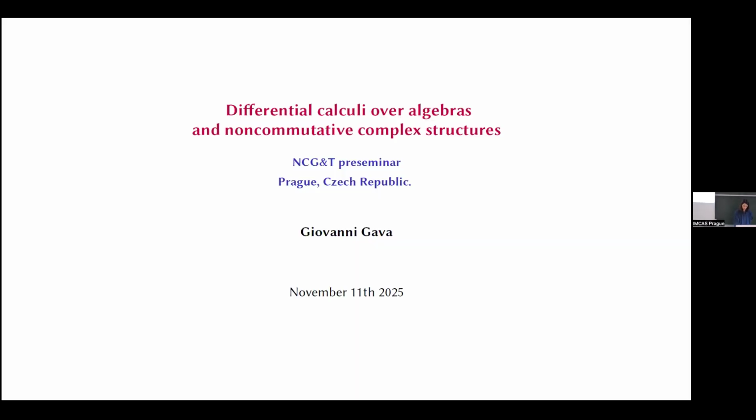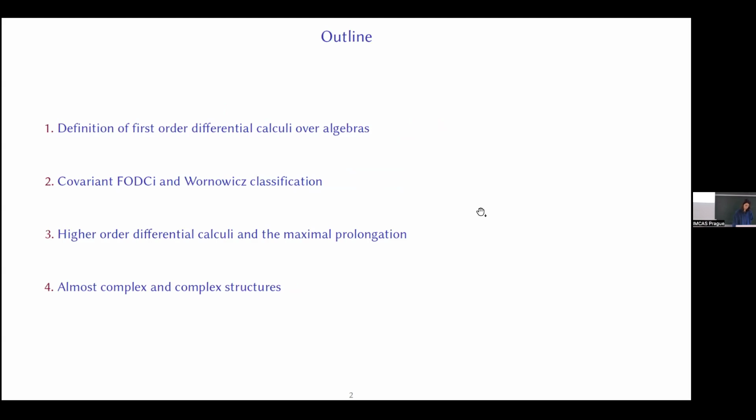So the talk today will be structured as follows. First, I will give you the definition of first-order differential calculi over, in general, non-commutative algebras. Then I will talk about covariant first-order differential calculi, and in particular, I will mention Woronowicz's result classifying such covariant calculi. And then we will generalize to higher order differential calculi and mention the maximal prolongation.